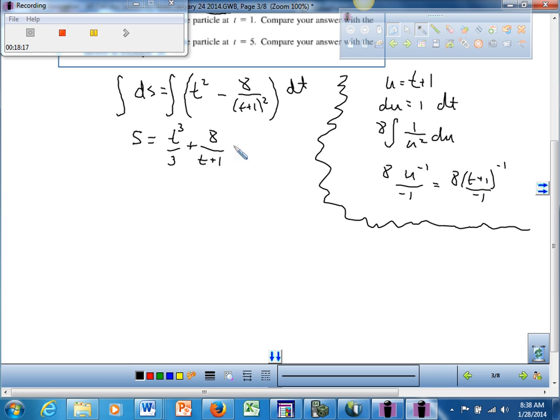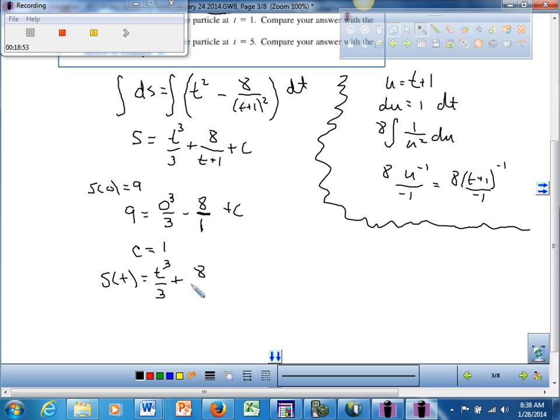And what do I need after this? I need a plus c. Then they told me s of 0 equals 9, and I can solve for my c. And we get c equal to what? So my function, s of t, is t cubed over 3 plus 8 over t plus 1 plus 1.